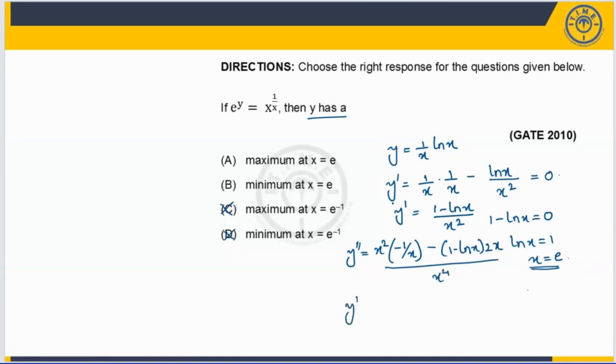Now y double dash of e, x will be going one time. So that is minus e. Log e is 1 by e to the power 4, or that is minus 1 by e cube. So it is less than 0. So then y has which value? Y has maximum value. At which point? At the point x is equal to e. So option A is the right one.